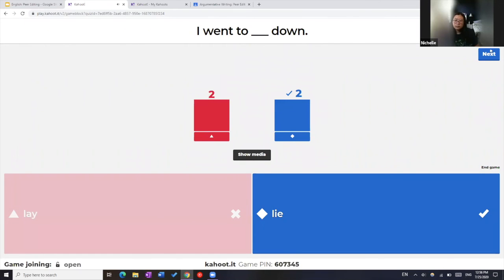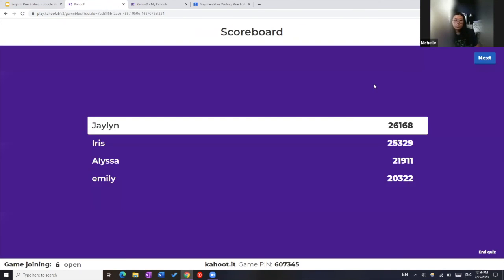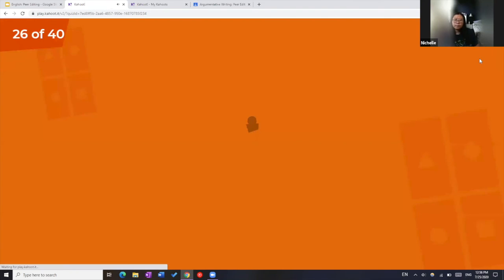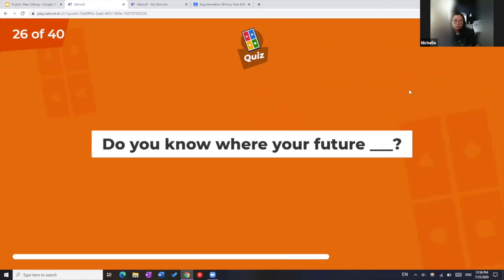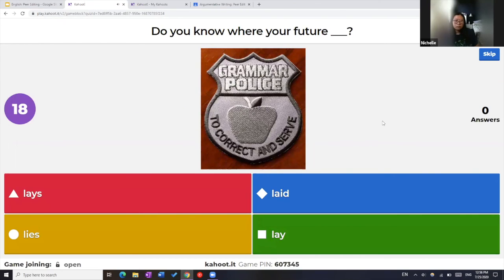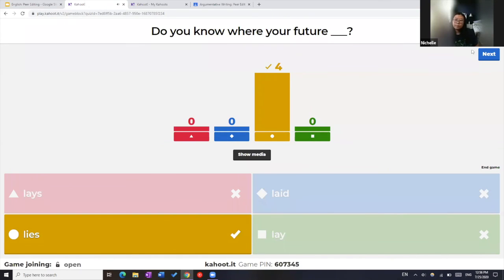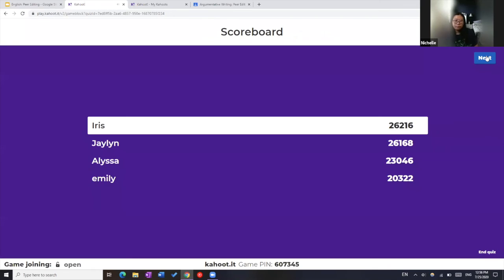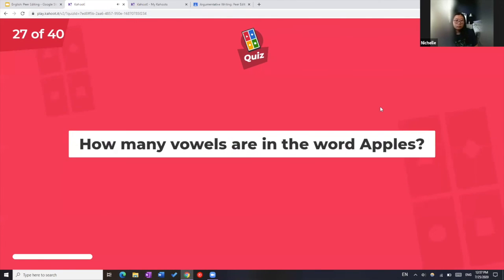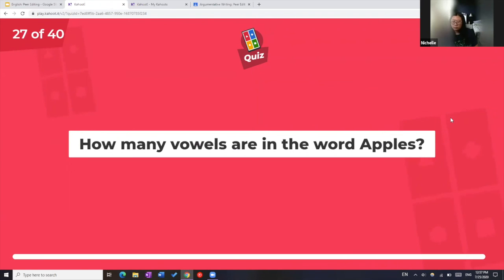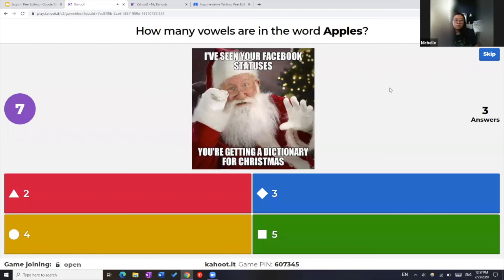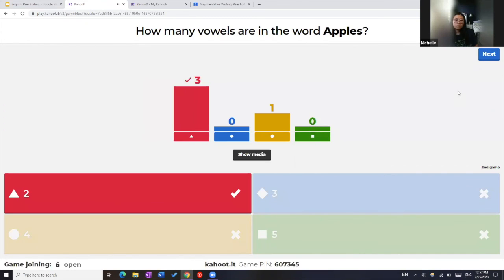Okay, this one is the same as the last one too. So since I am going to lie down, it would be lie instead of lay. Nice job. All right, so the next one's probably going to be the last question because we're almost out of time. Just two vowels and apples with A and E.